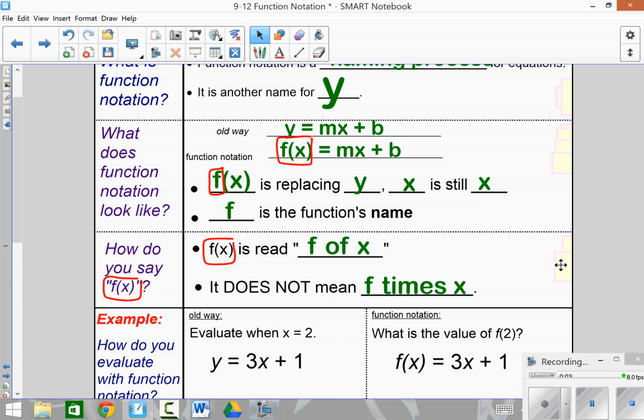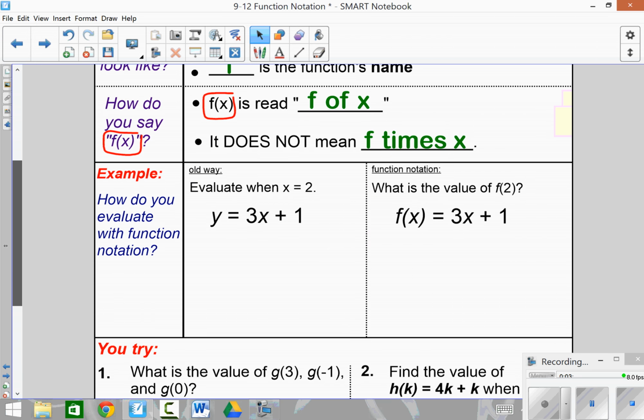It doesn't mean f times x. I know you're used to seeing a number outside a set of parentheses, and we always said that it was multiplying. Well, in function notation, it doesn't actually mean f times x. It's just a symbol that represents the name of the function, and then the x is what the x is. So let's take a look at some examples.